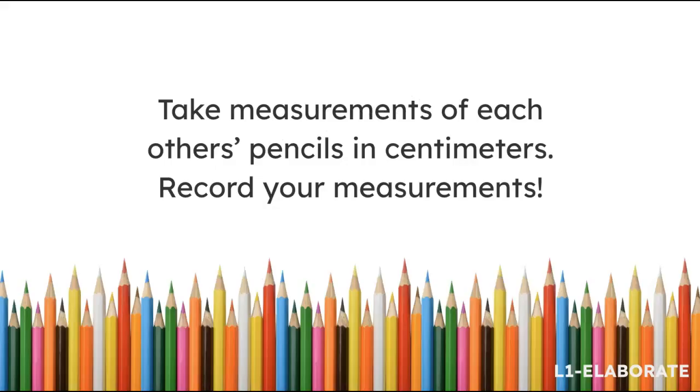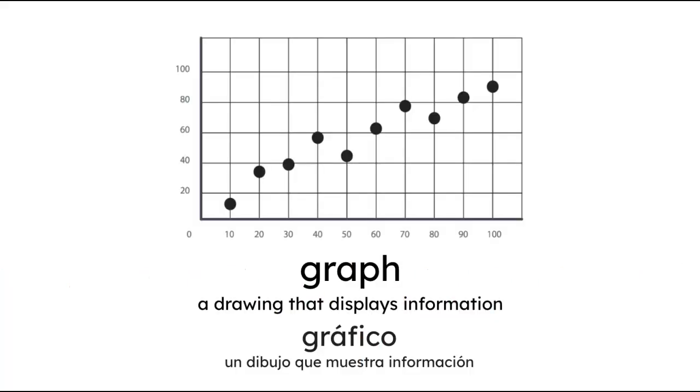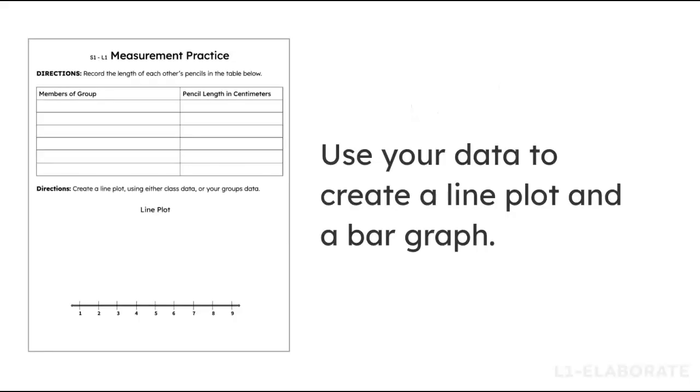You'll then put students in groups to take measurements of each other's pencils in centimeters. Students should record this measurement on the Measurement Practice student journal page. You'll discuss the graph vocabulary card and use student pencil length data to create a class line plot on the board or a piece of chart paper. Students can recreate this line plot using whole class data or just their group's data on the Measurement Practice student journal page. Students will use the data from this line plot to create a bar graph on the Measurement Practice continued student journal page.